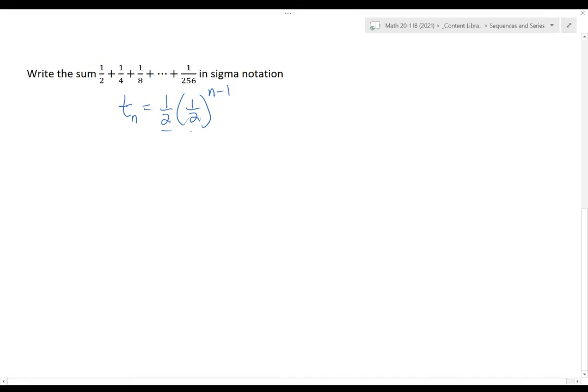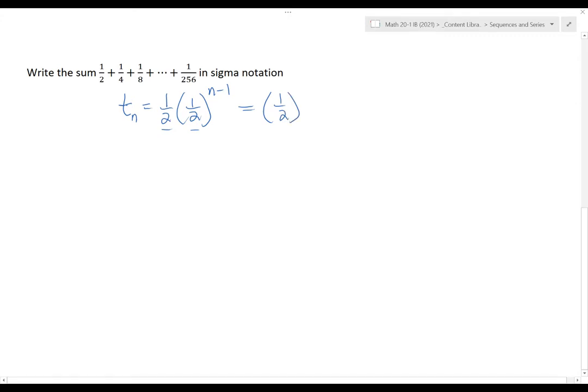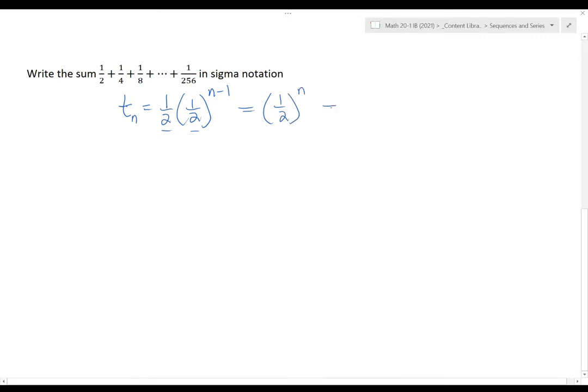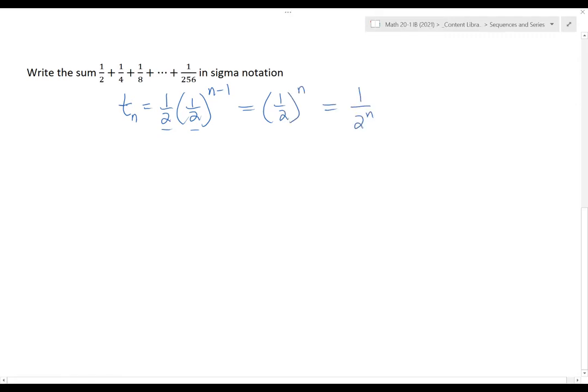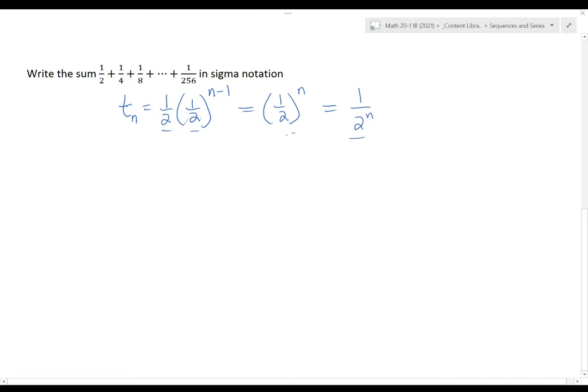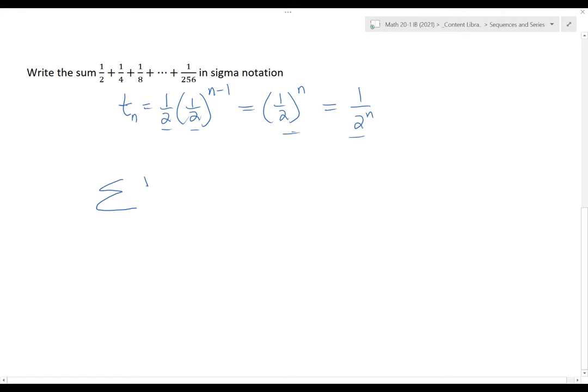Because I have 1/2 in both of these, I can combine into a single expression, 1 over 2 to the power of n, or if you prefer, 1 over 2 to the n. Either one of these is completely acceptable in your sigma notation. So that's my formula, 1 over 2 to the n. Now, I've used n, so I'm going to call that my index, and I start at 1.